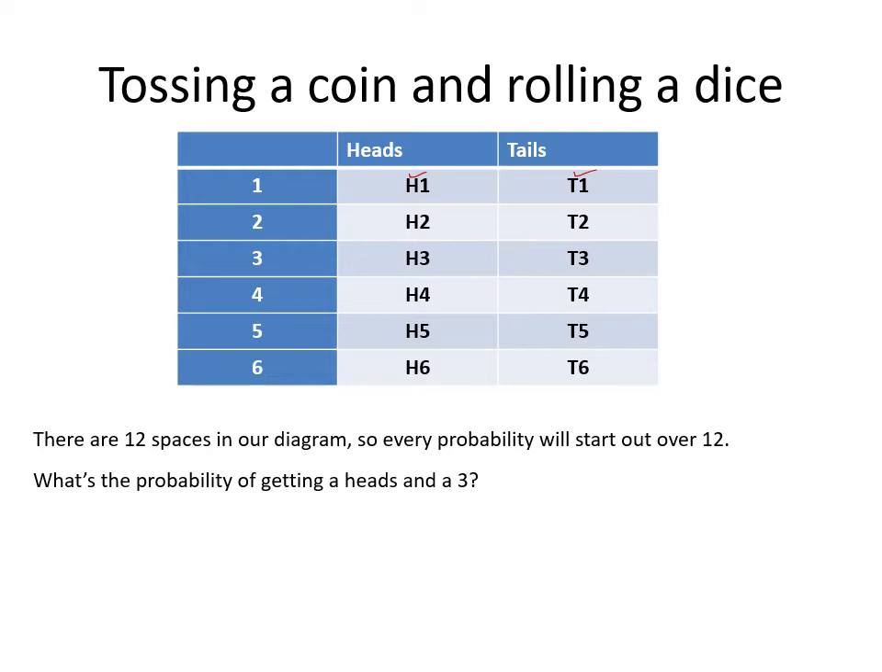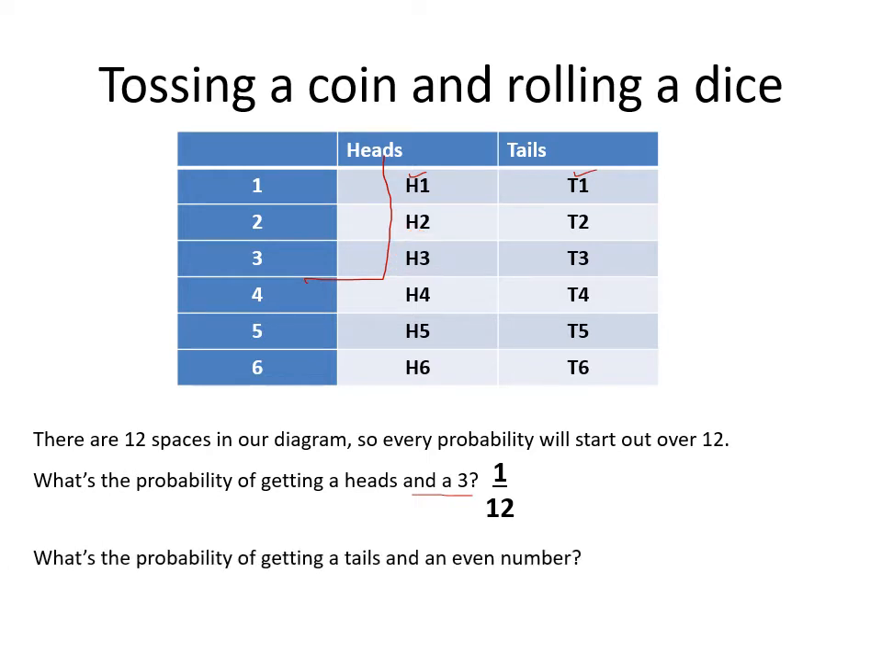Now the question is, what is the probability of getting a head and a 3? Here you need to go to the heads and 3, where they meet together. We only have one head and 3 together, so the probability will be 1 out of 12.